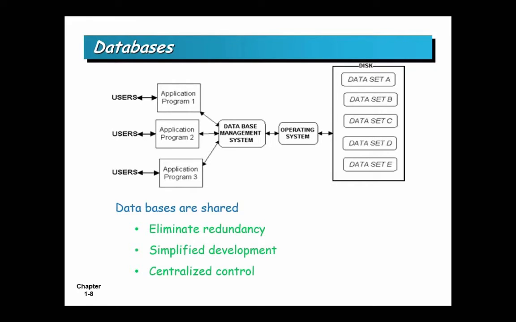Now, you could have two programs accessing the same data set, but not the same record within the data set. So if one program is accessing employee number 3 and the other one's accessing employee number 2, they're not fighting with each other. But they can't both access employee number 3 at the same time. So it eliminates the need for redundancy. It creates some control. And it just makes for an easier development between your application programs.